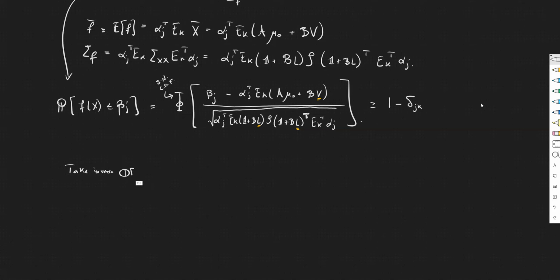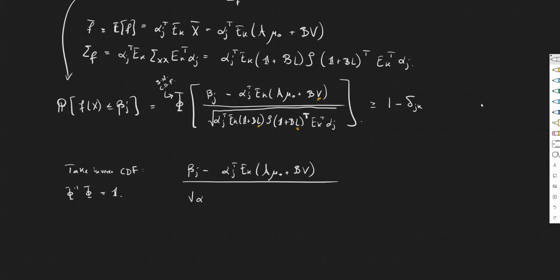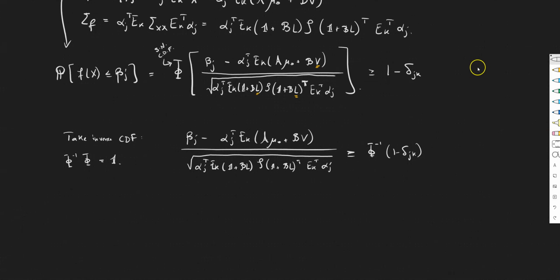And why do I do this? Well, I'll tell you, take the inverse CDF, because the inverse CDF of the CDF is equal to the identity, right? It's just equal to 1. So if I take the inverse, then that thing will go away, and I will just be left with this guy. I'll be left with the term inside of the brackets, divided by this whole guy. Don't forget the square root. And then this is greater than or equal to the inverse CDF of 1 minus delta jk. Okay, so this is where we're at now.